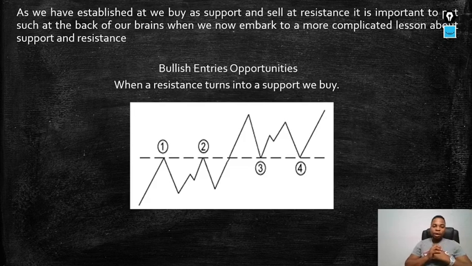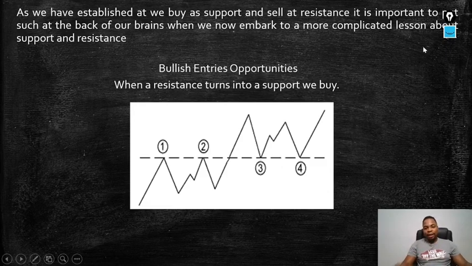When bullish entries, opportunities, where do we find bullish entries, opportunities on support and resistance? When a resistance turns into a support, we buy. As you can see from this position, number 1, number 2, number 3. Number 1 and number 2, we have the so-called resistance level, and the same resistance level turned into a support level at number 3 and number 4.